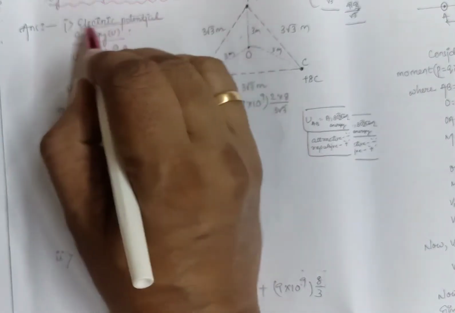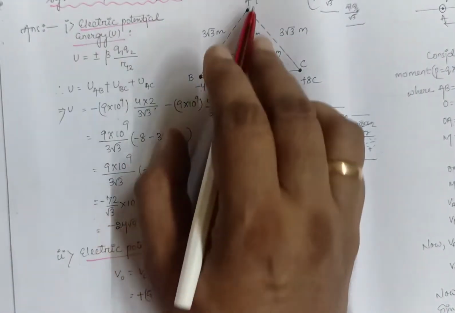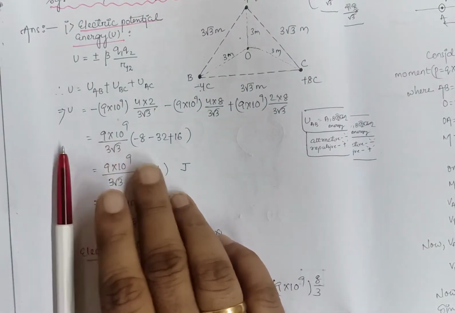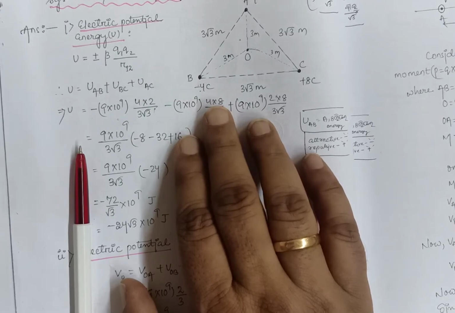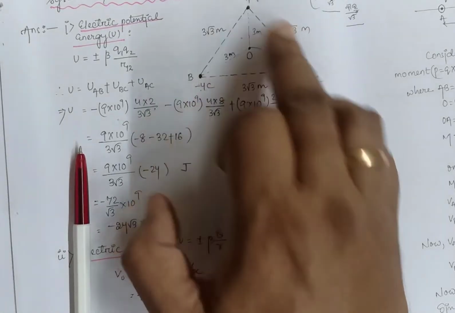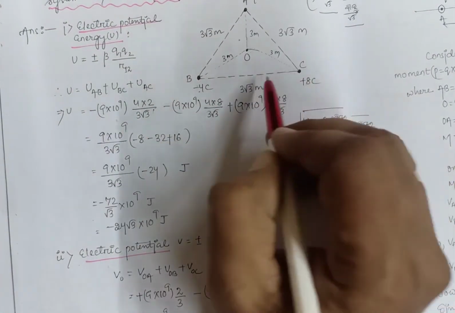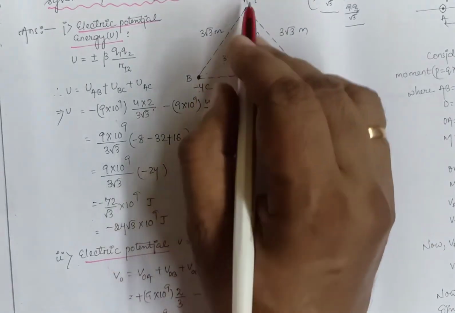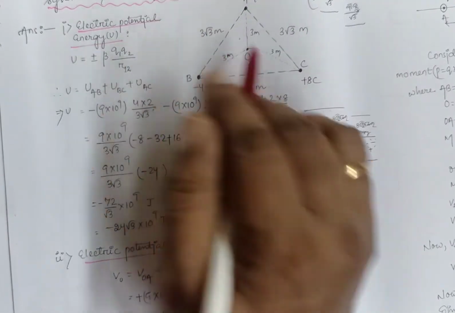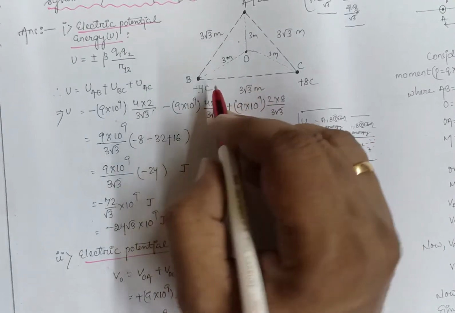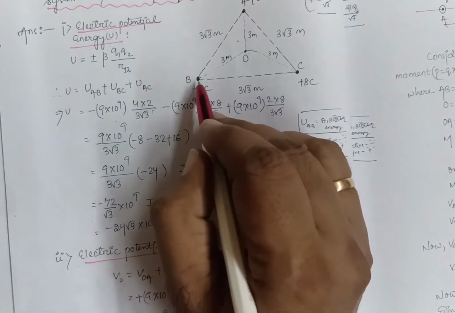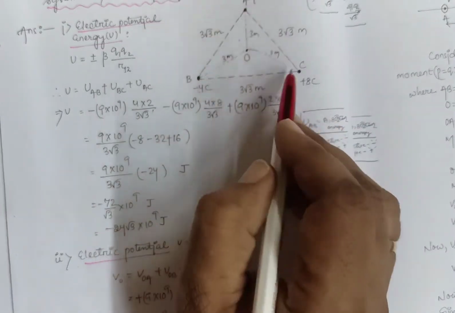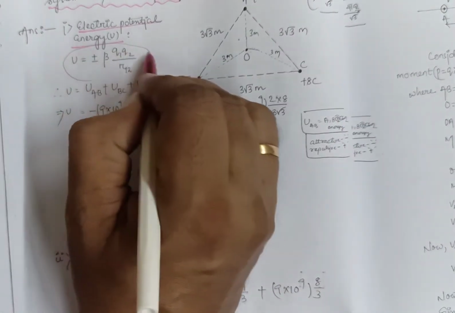First, we know the physical significance of calculating electric potential energy. That means you have to calculate the amount of work required for moving these 3 charges from infinity to this point. That means we have to assemble these 3 charges from infinity to this point. So we have to calculate the electric potential energy between A and B, then B and C, and A and C. First you go to this formula.